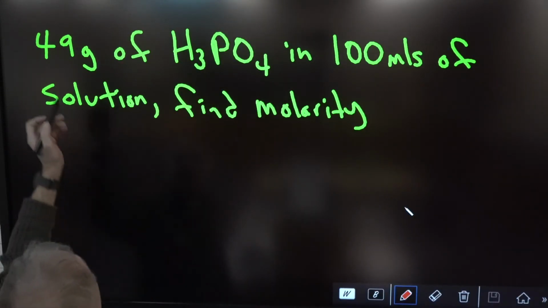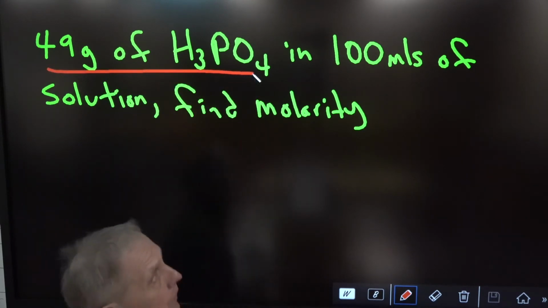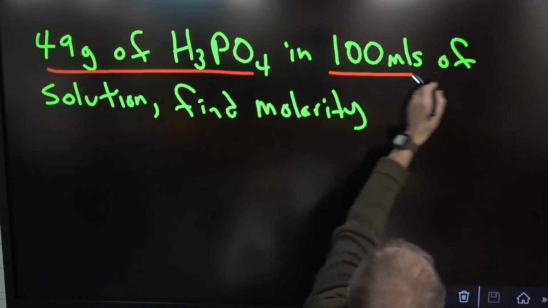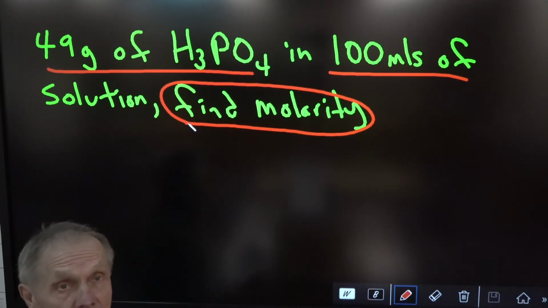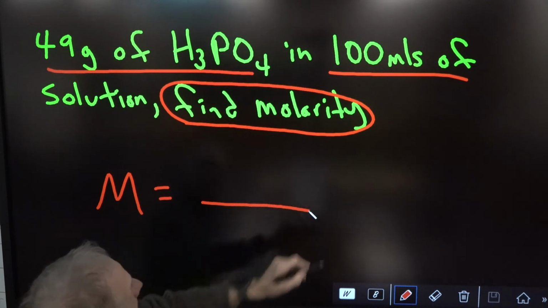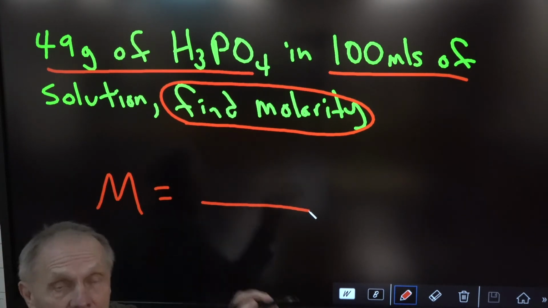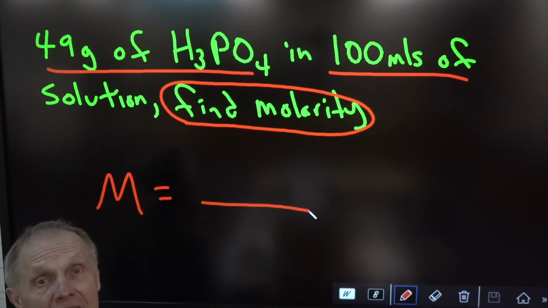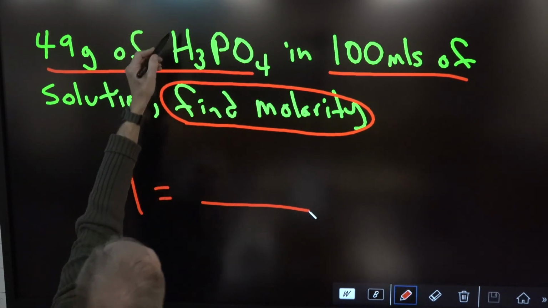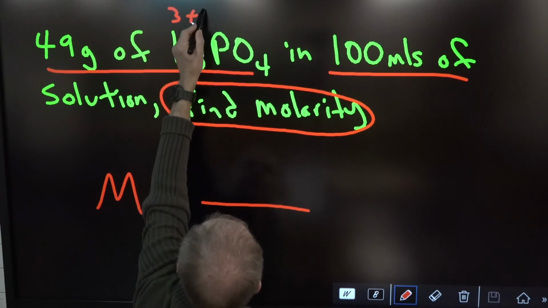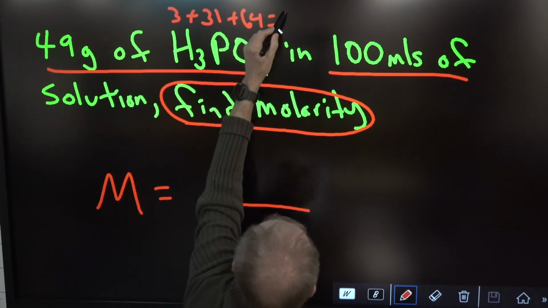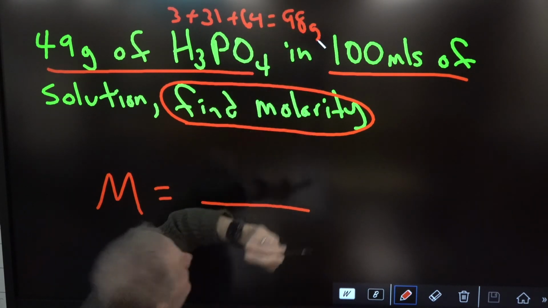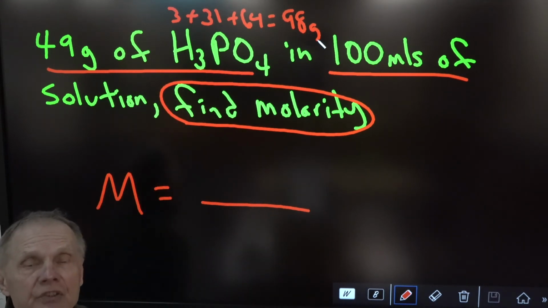So in this one, I give you grams of phosphoric acid. I give you 100 mL of solution, and we have to find molarity. All right, so we're going to set it up. We're going to find big M, so this is big M equals. Now, remember, you can't put grams on top. You have to convert it to moles. So we have to find the molar mass of phosphoric acid. That would be 3 plus phosphorus is 31 plus 4 oxygens is 64, and that equals 98 grams. So the molar mass of phosphoric acid is 98 grams.